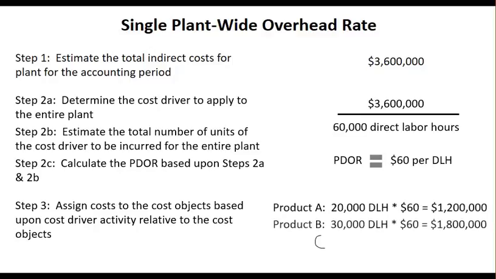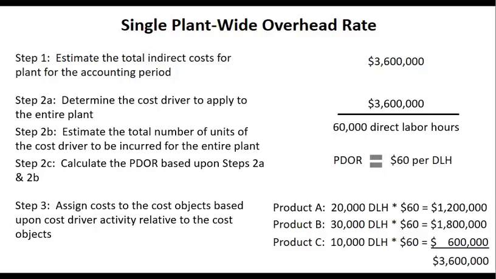And here we're going to assume we have several product lines. In this case, it'll be product line A, product line B, and product line C. And what we're going to do then is assign our cost to the objects based upon the cost driver activity that is devoted to each of those product lines. And you'll see that each product line has direct labor hour activity.